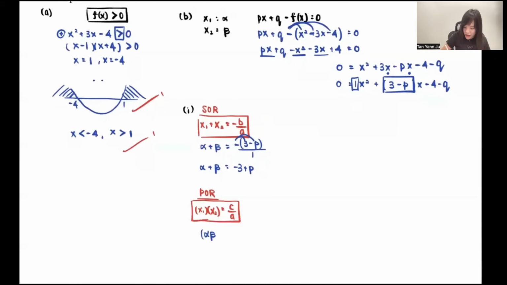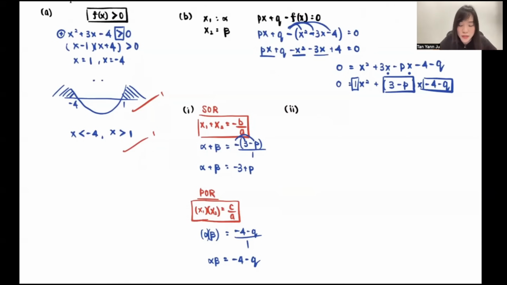So that's why alpha times beta, because your x1, x2 now is alpha, beta, equals to C. Your C, anyone without x and x squared, the leftover is straight away your C. So your C is negative 4 minus Q, correct? Over your A, which is 1. So alpha beta equals negative 4 minus Q. Okay, I also got my alpha beta now. So after all this, let's move on.